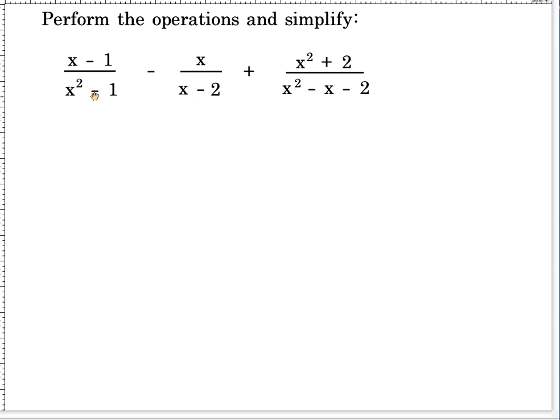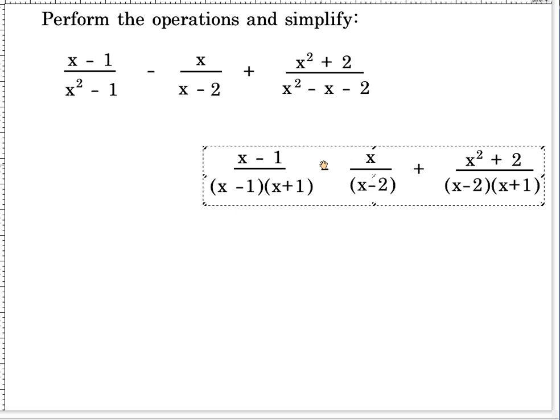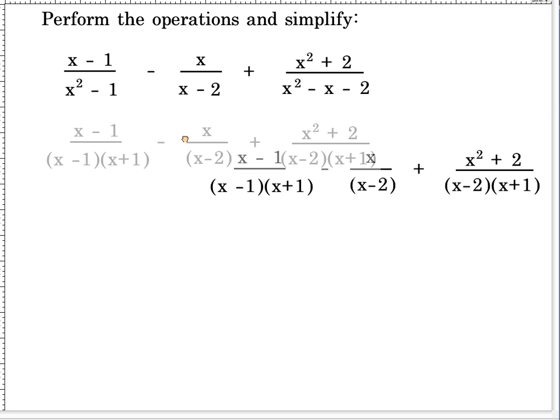In fact, this is a difference of two squares, and it's going to factor as x minus 1 times x plus 1. Over here we have a trinomial, and as I've said before, in this class and in your next class, whenever you see a trinomial, it's practically screaming at you to crack it. And this one will factor as the quantity x minus 2 times the quantity x plus 1. So let me drag that clip in here that shows the denominators factored.